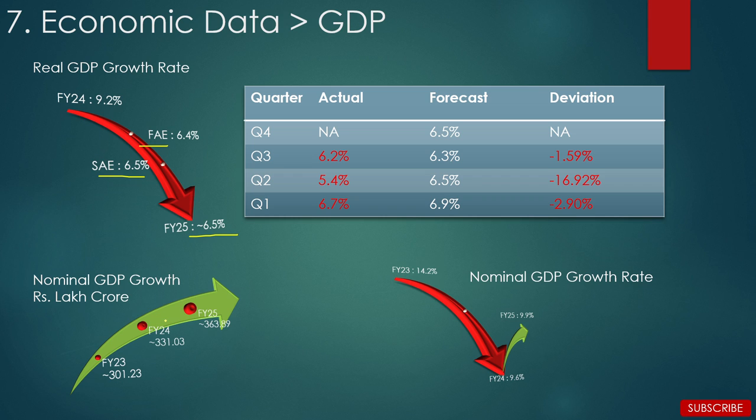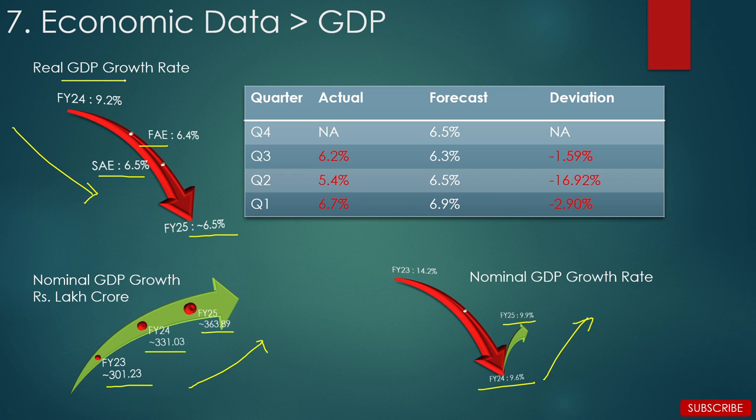The nominal GDP at current prices reached 331 lakh crore in financial year 24, up from 301.23 in the previous financial year, indicating a growth rate of around 9.6%. For financial year 25, it is around 363.89 lakh crore, which is a growth rate of around 9.9%. So real GDP is in a downtrend. The nominal GDP is in an uptrend, and the growth rate as well is in an uptrend.